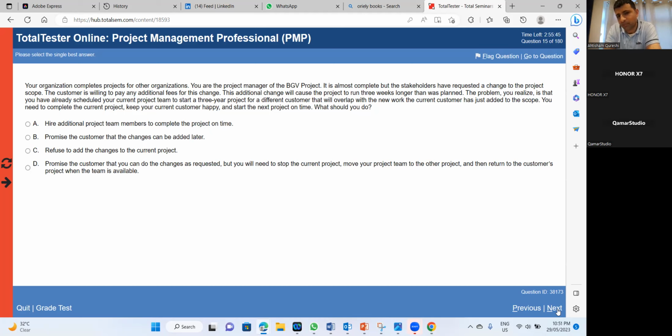Promise the customer that the changes will be added later. Refuse to add the changes. Promise the customer that you can do the changes as requested, but they will need to stop the current project, move your project team to the other project, and then return to the customer project when the team is available.